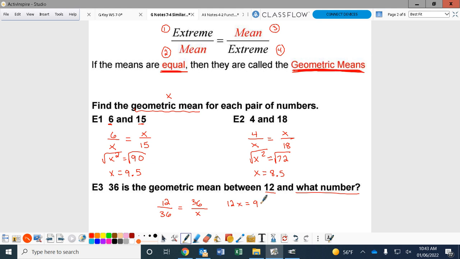972? 1296. Oh, very different. 1296. Okay. Divide by 12. Did you get it that time? Divide by 12. And, oh, did you add them instead of multiplying? Divide that. What do you get? 108? Yeah. Okay. So 36 is the geometric mean between 12 and 108.